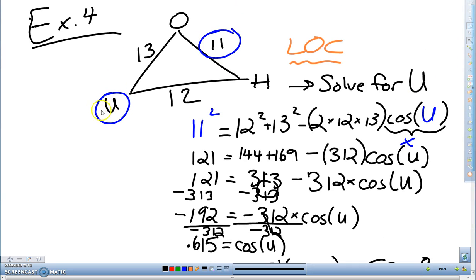Now again, you didn't have to pick u as your first angle. That's just what I decided to pick. So if you picked any other angle, it would have gotten set up similarly.